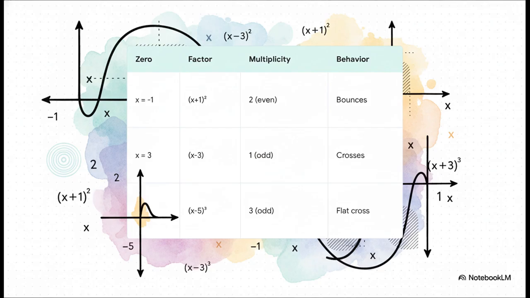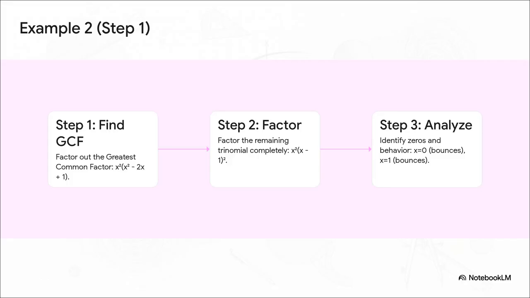Is 2 even or odd? It's even. So you know what that means? The graph bounces. Next, at x equals 3, the factor is just x minus 3. You don't see an exponent, which means it's kind of like there's an invisible 1 up there. 1 is odd, so the graph crosses. And finally, at x equals 5, the multiplicity is 3. Odd again, so it crosses, but it does it with that little S-curve wiggle. See? It's that easy.